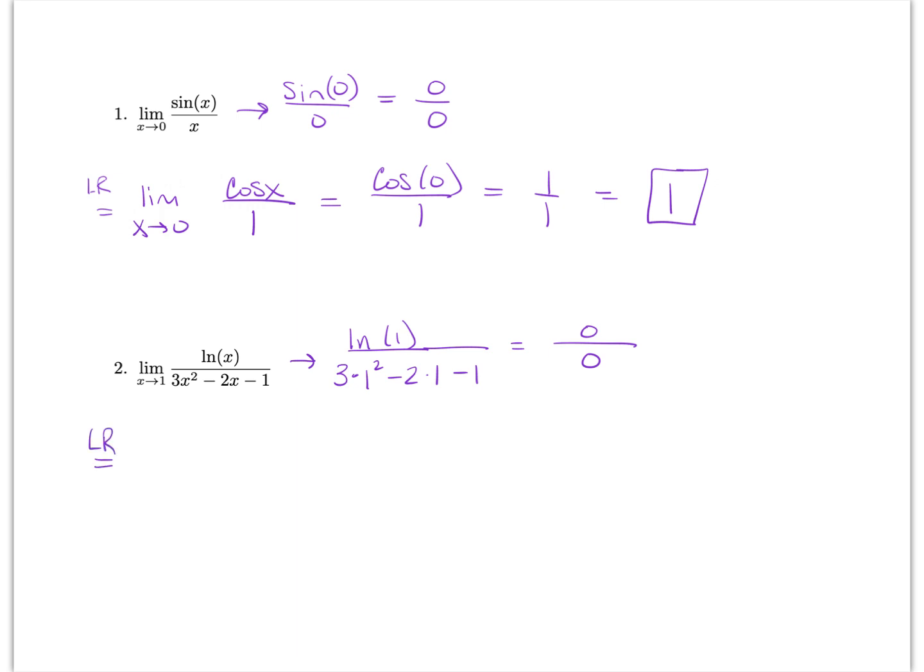Take the derivative of the numerator and the denominator. So the derivative of ln x is 1 over x. And the derivative of 3x squared minus 2x minus 1 is 6x minus 2. Try to plug in the 1 now, and I have 1 over 1 divided by 6 times 1 minus 2. So this is 1 over 4.